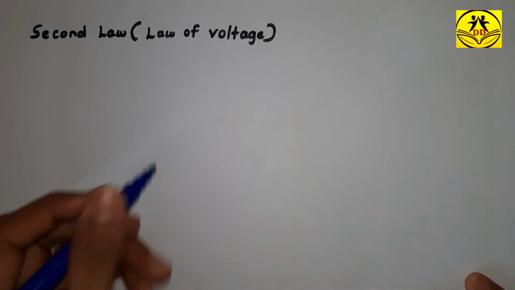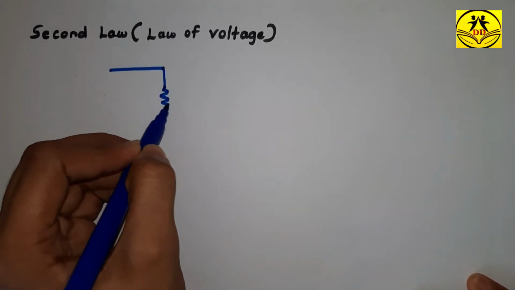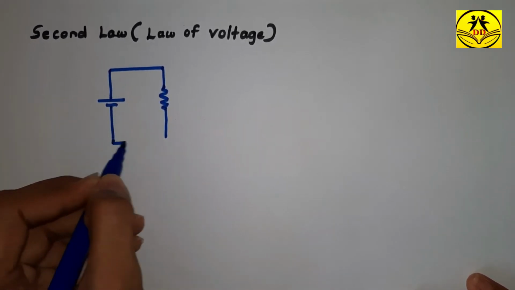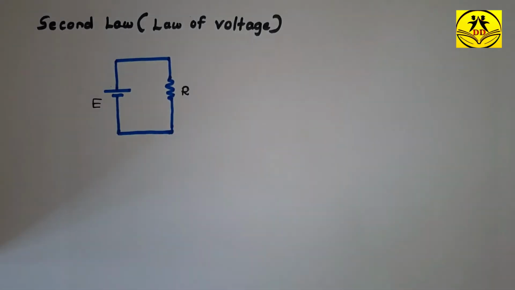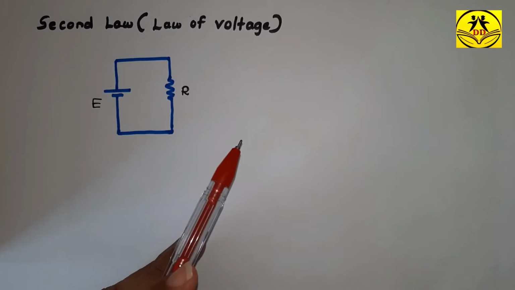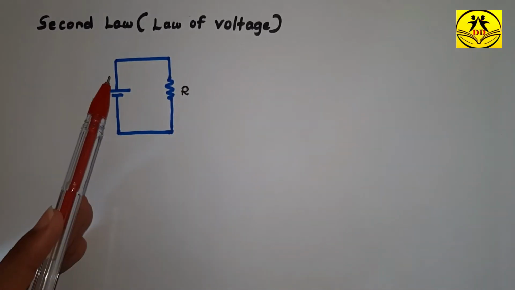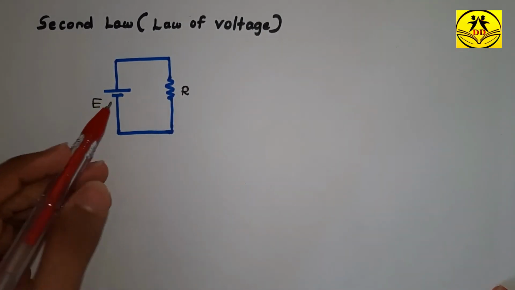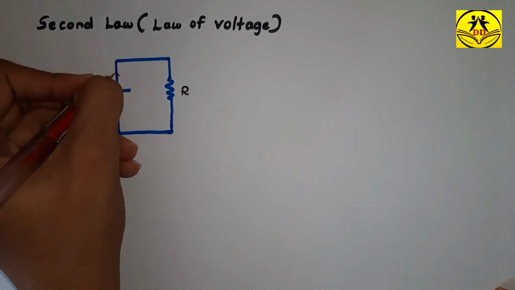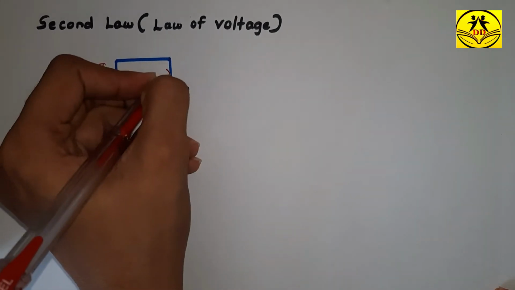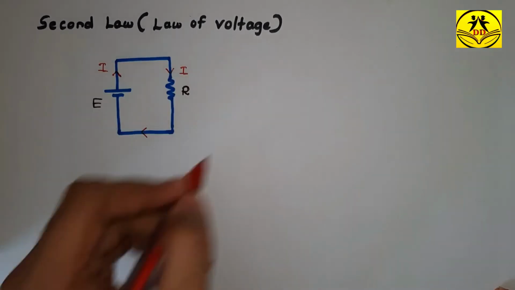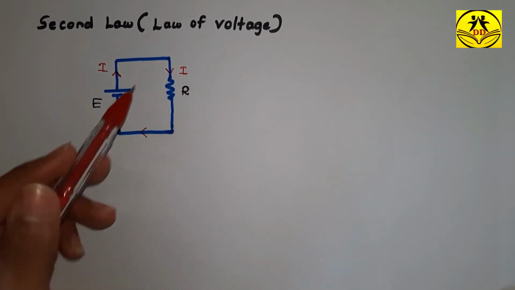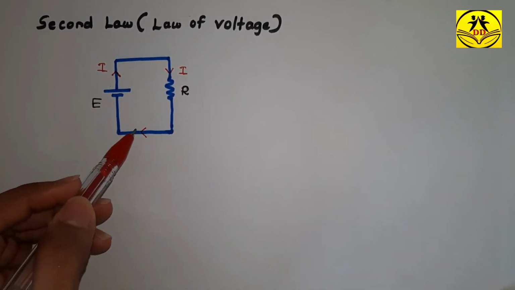So now consider something like this. Consider just a single cell and a resistor. So what Kirchhoff's second law says is, in any closed circuit, the algebraic sum of the products of currents and resistances. Now here if we take the current flowing through this circuit as I, we move like this. So this algebraic sum of the product of current and resistances to a selected direction of a loop, we have a single loop here.